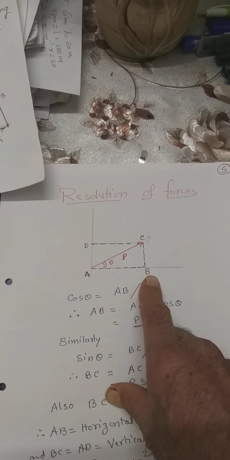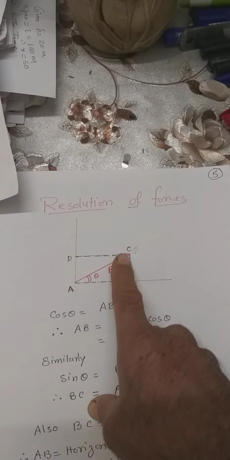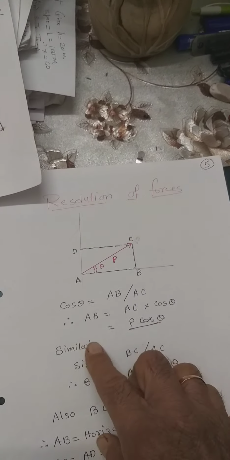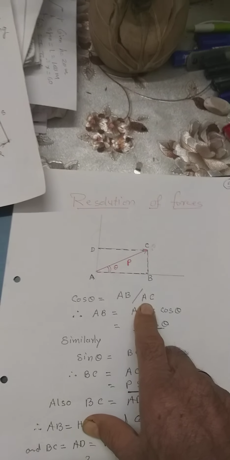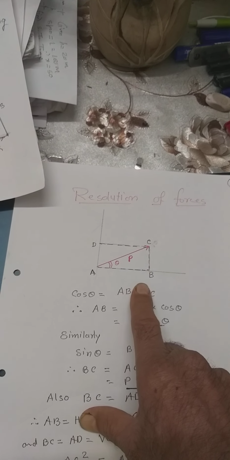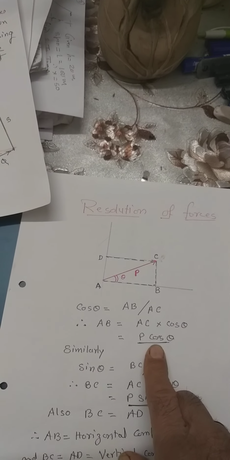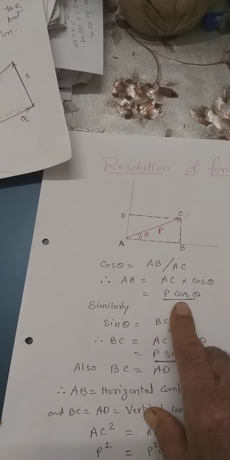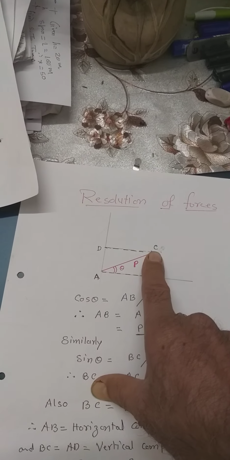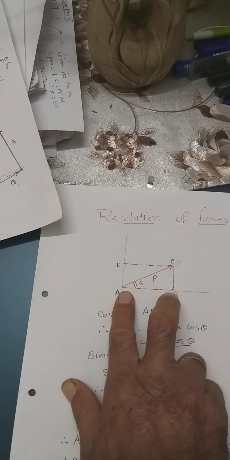Now, you have already studied something about the cos theta and the sin theta. Cos theta is nothing but the base upon hypotenuse. So, base is AB and hypotenuse is AC. From this, if we can find the value of AB, AB is equal to AC cos of theta, or P cos of theta. What does it mean? It means the horizontal effect of this inclined force, the magnitude is just equal to AB.